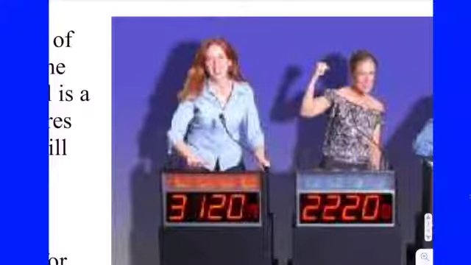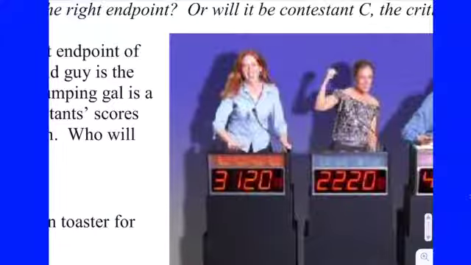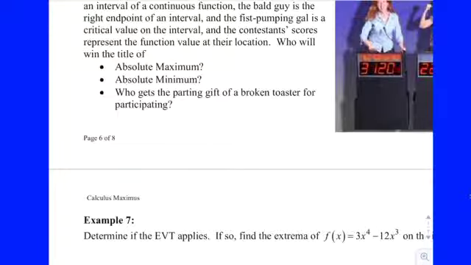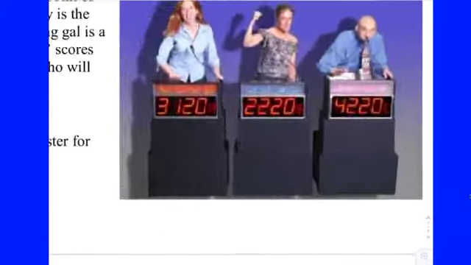A soul? Oh, you could. I usually give them a broken toaster, right? Yeah, for participating. Congratulations, here's a broken toaster. And they're like, thanks, just for participating. Okay, so let's go ahead and play this awesome game.